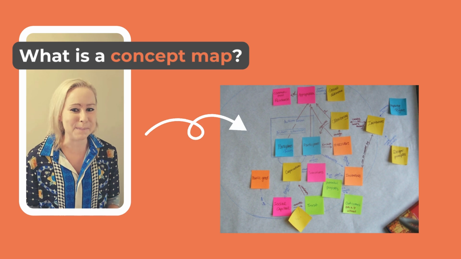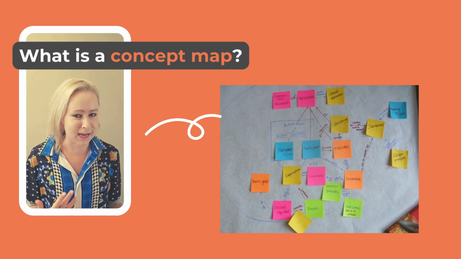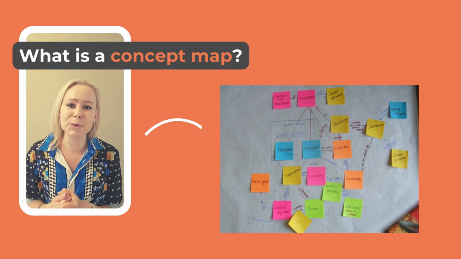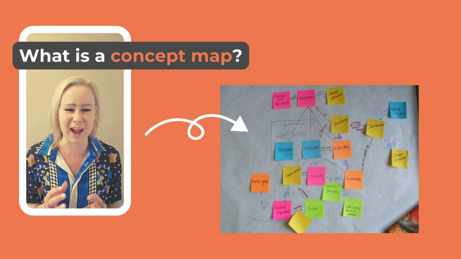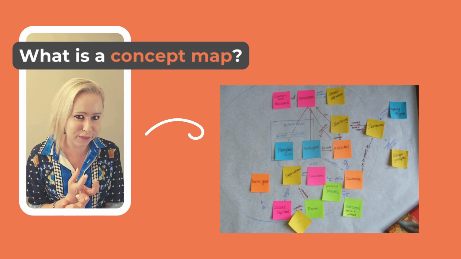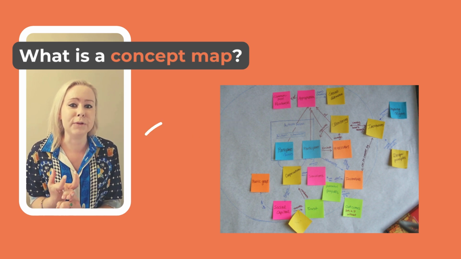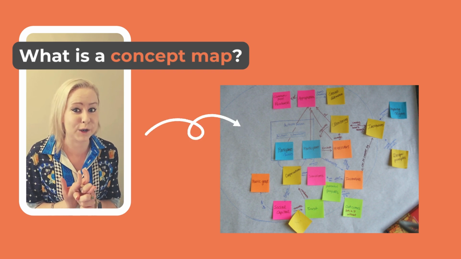So what is a concept map? Well, it is what it says. A concept map is a map of concepts, and it's a way to organize your thoughts and find connections between different ideas, between different readings, between different authors. It's super helpful in seeing the big picture and in developing arguments.